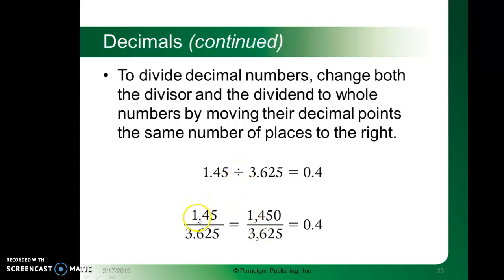So see how the 1.45 converts into 1,450, and then 3.625 converts into 3,625. Then you're able to divide these numbers, and your answer will be 0.4 once you've divided them.